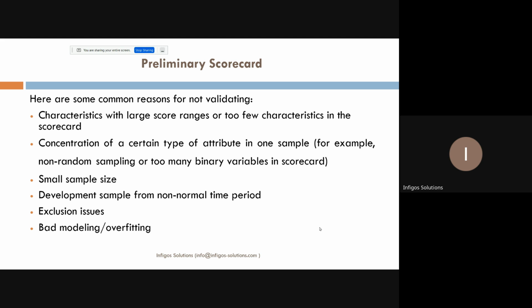Or your development sample could be from a non-normal time period. For instance, you took a corona time sample, built a model on it, and tried to validate that model. Or you did not apply the exclusions correctly, or the model is overfitting. All of those are reasons that your model will not validate. If your model is not validating, then you need to build a new model or rebuild the current model so that it gets validated, and you use more variables in it.